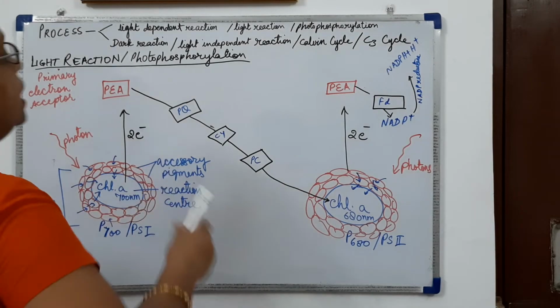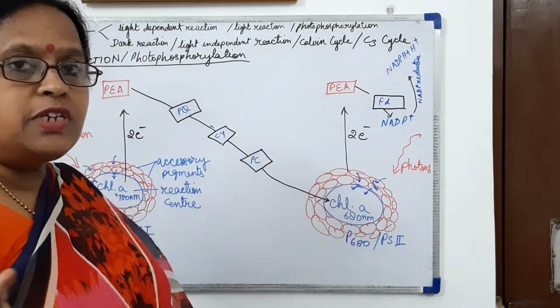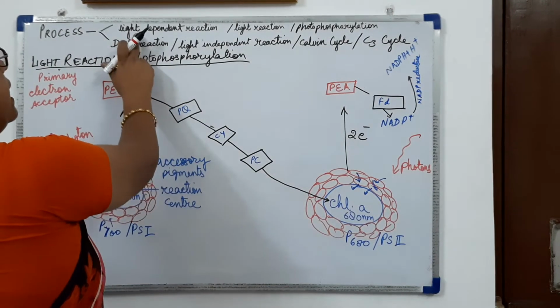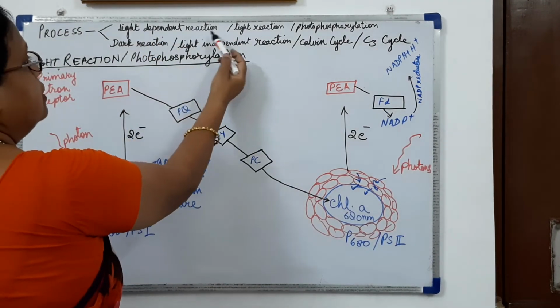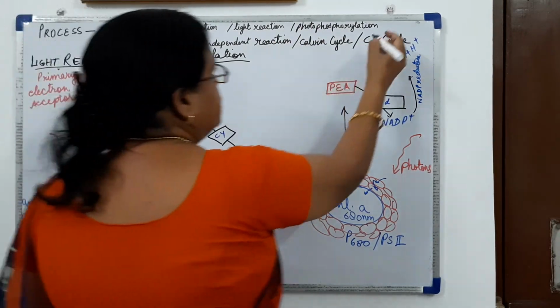Now, in the process of photosynthesis, there will be 2 steps. One is the light dependent reaction or light reaction. We also call it Hill reaction.